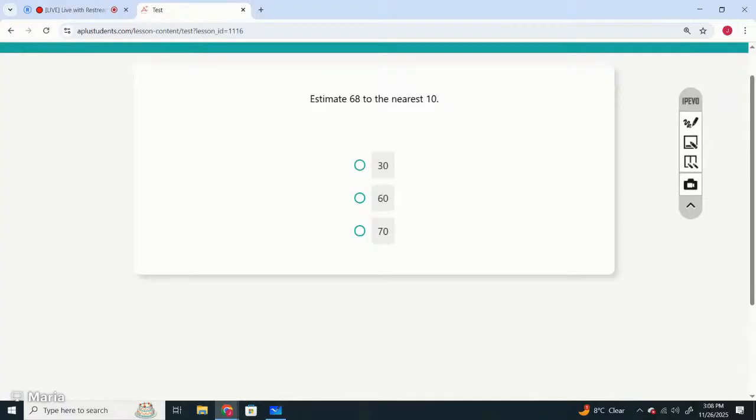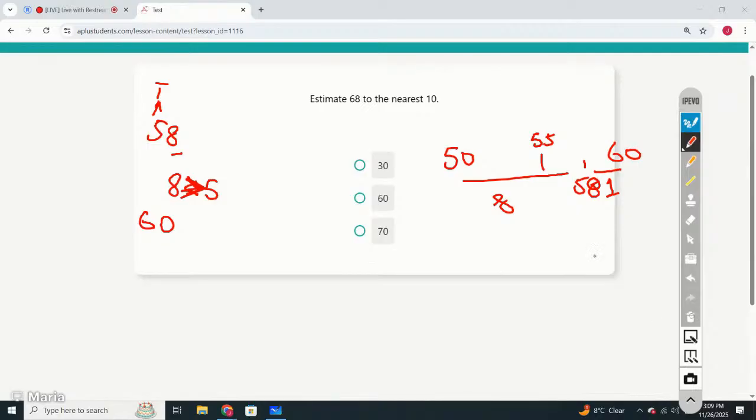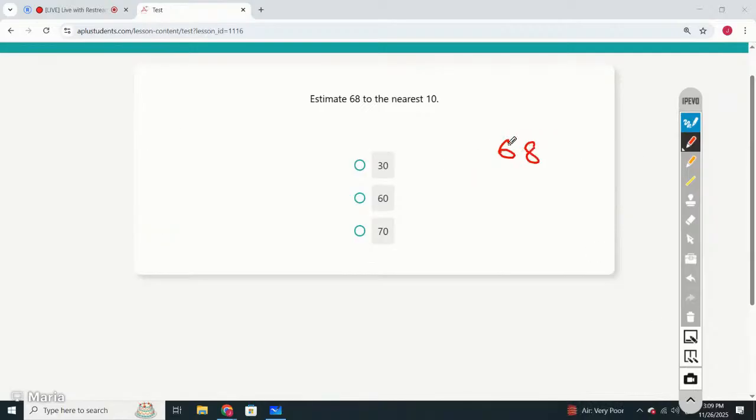Estimate 68 to the nearest 10. So which is the correct option? 68 is between. Okay, let's explain the other way. 68. 6 is the digit at the tens position, and right next to 6 we have 8.